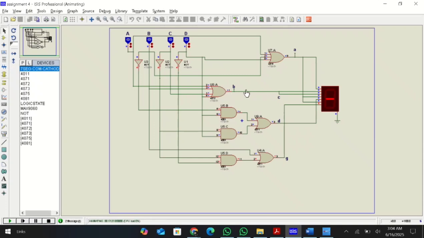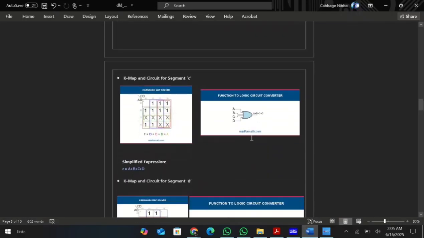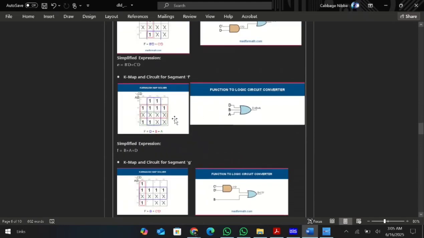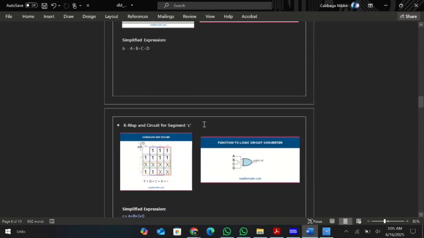Like B and C had the same expression. A, E, and F, if I'm not wrong, had the same expression, so there was no need to make another one. And G and D had different ones, so only four circuits were made. We can see that A, D, and F had the same circuit, so we didn't need to make another one.